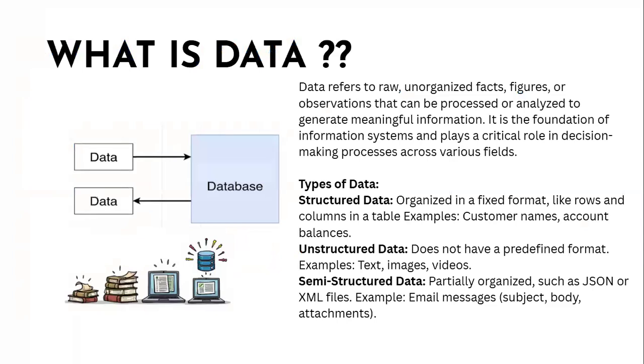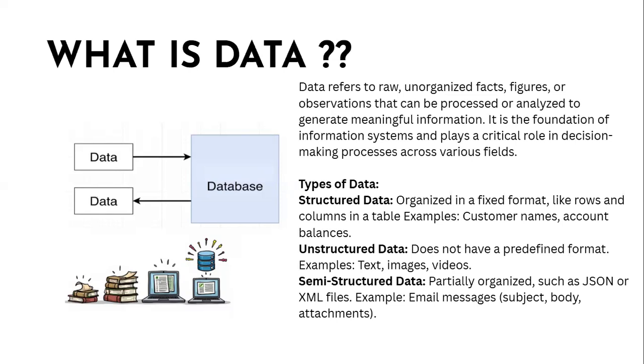Next, we'll discuss data. So what exactly do we mean by data? Anything that is written on paper that we are storing, any piece of information. It may be on paper, it may be in Excel, it may be in a notebook, it may be in a database, that we call data. Data refers to raw or measured facts, figures, and observations that can be processed or analyzed to generate meaningful information. It's the foundation of information systems and plays a critical role in decision making across various fields.